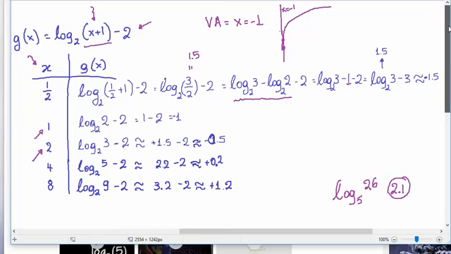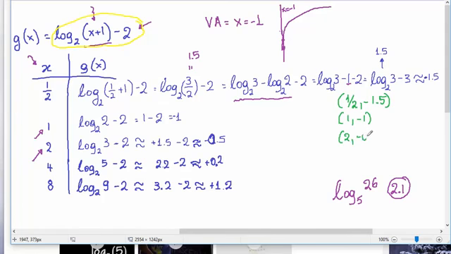So in order to solve this problem and to graph this initial function that I have right here, the g of x, what I need to do is to create a table of numbers, put them inside the table and get the corresponding values, the corresponding points that I get right here. The first point that I have is 1/2, comma negative 1.5. The next point is 1, comma negative 1. The next point is 2, comma negative 0.5.